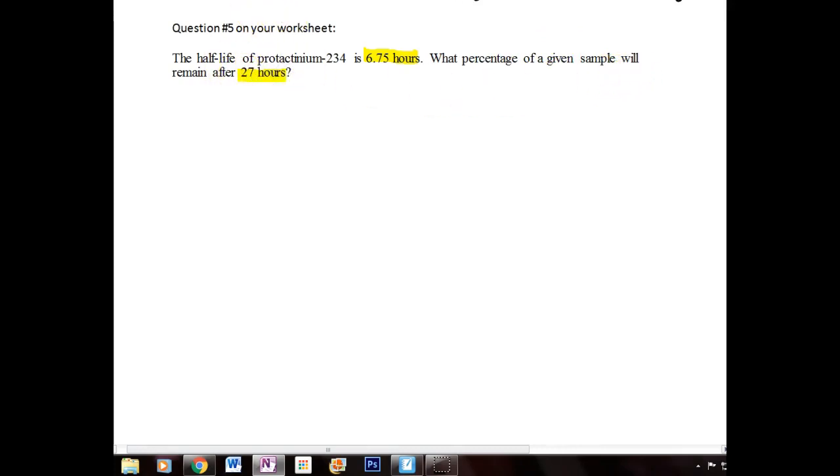Now the first part of this is exactly the same. We're still going to find the number of half-lives. We're going to take the total time elapsed and divide it by its half-life. And this is 4 half-lives. Okay, now the second part is what's different in this problem: it doesn't give us a mass. There's no mass, but it does give us a percentage.